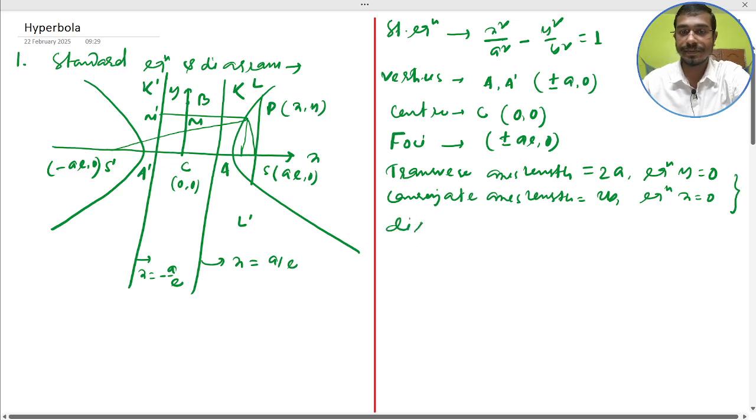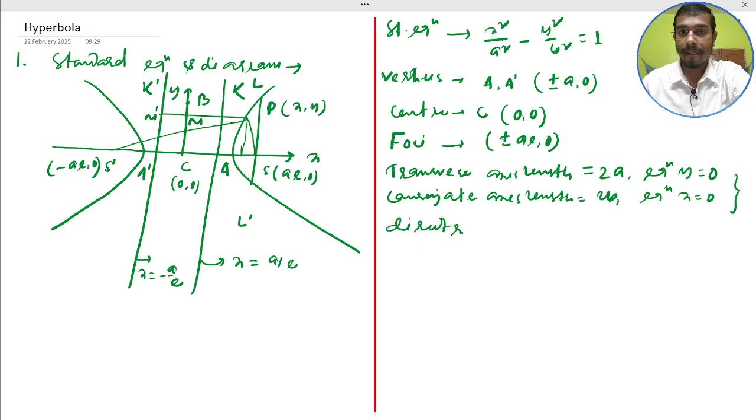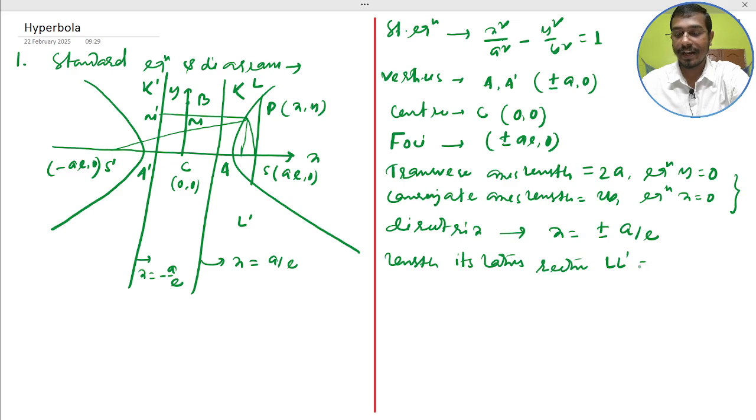Next, the directrix. Directrix is basically x equal to plus minus a by e. Length of latus rectum, this one L dash. Length of latus rectum, this is L dash equal to twice b square by a. Twice b square by a.